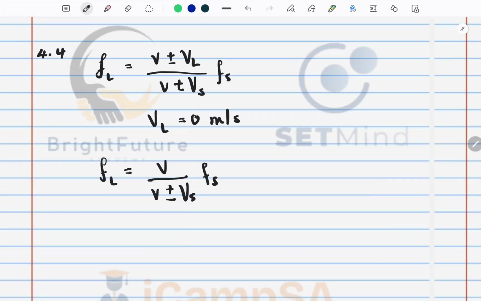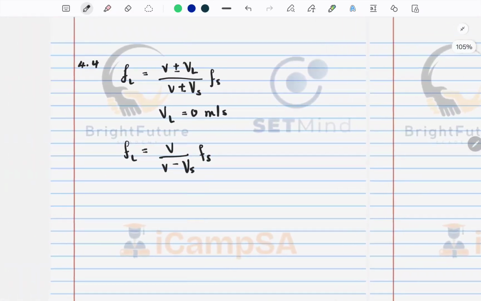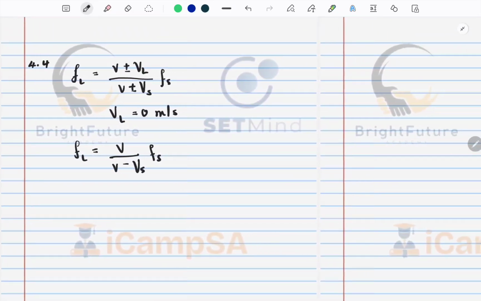If it's moving towards and the frequency is increasing, that means I need to have a minus. Okay, that's what I need. So here I'm going to have a minus. I'm not going to have a plus because I'm trying to decrease my denominator so that the frequency can increase. So you don't divide this coefficient, because this is a coefficient, right? Okay, now we can go and get all the frequencies.